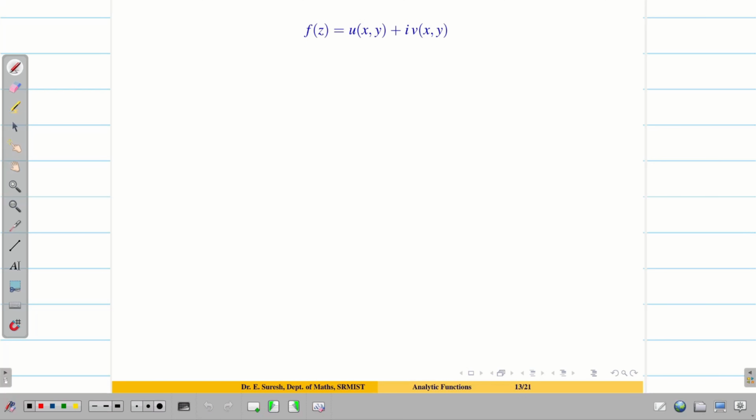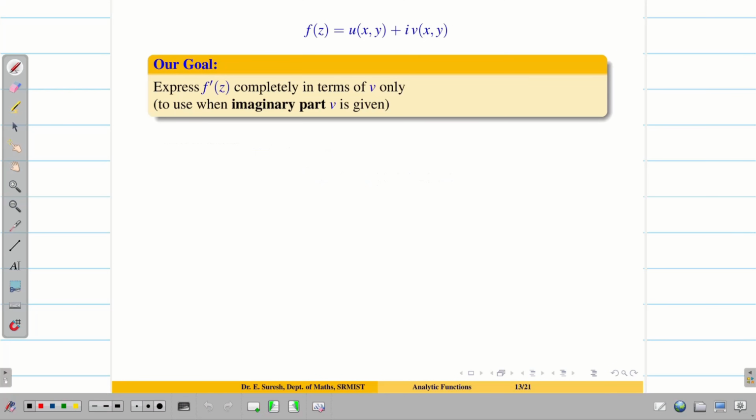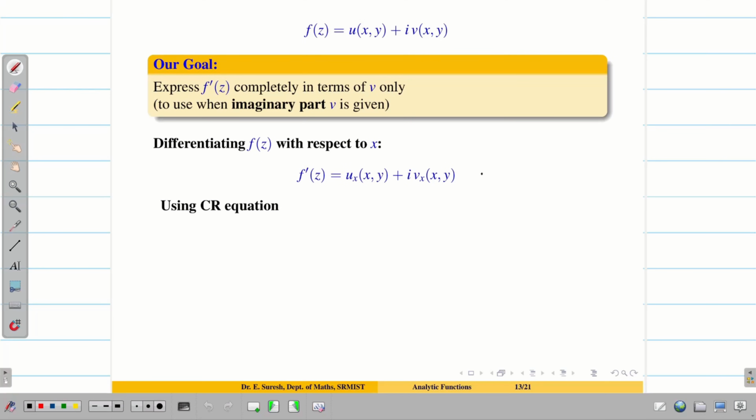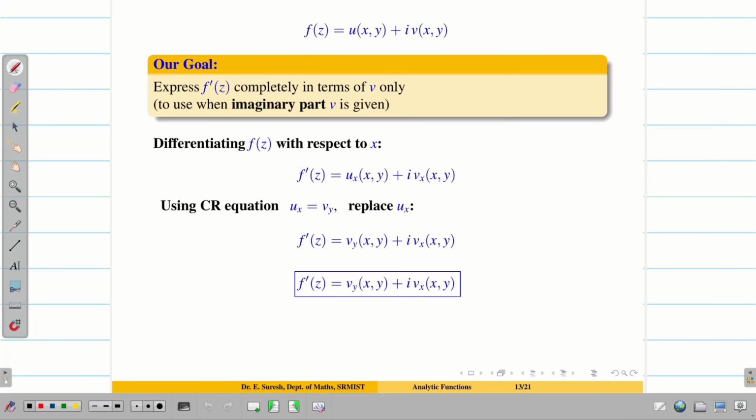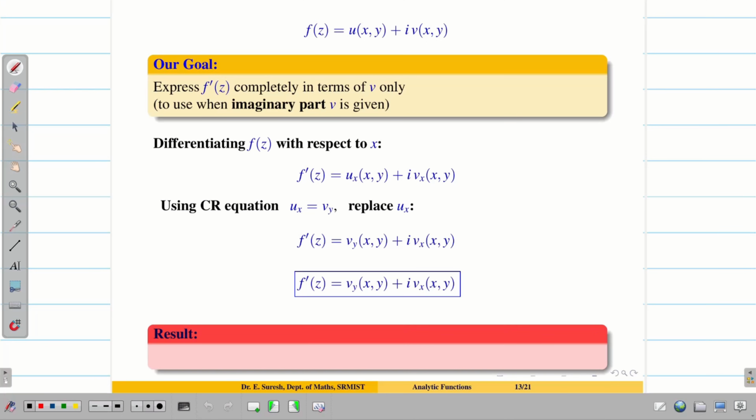Similarly, suppose I want to express this f dash of z completely in terms of v. As usual, we have to differentiate f of z with respect to x, and then we have to change everything in terms of v. So by the CR equations, we have ux equal to vy. Replacing ux by vy, we get the new equation f dash of z is equal to vy of x comma y plus i into vx of x comma y. So here f dash of z is completely expressed in terms of v.